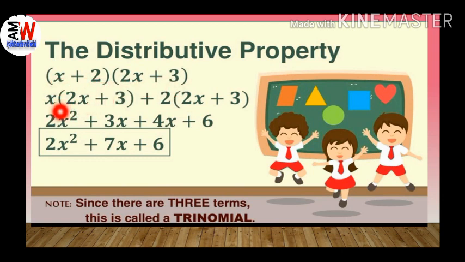You have to take the first term and multiply by the second binomial 2x plus 3, plus the second term 2 multiplied by the second binomial 2x plus 3. x into 2x is 2x square, x into 3 is 3x, plus 2 into 2 is 4x, plus 2 into 3 is 6. Then you have to add: put 2x square as it is, add the like terms 3x plus 4x, which is 7x, plus 6. Note that there are 3 terms, so this is called a trinomial.